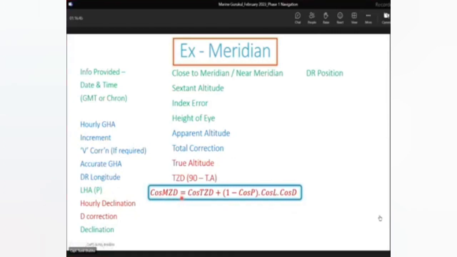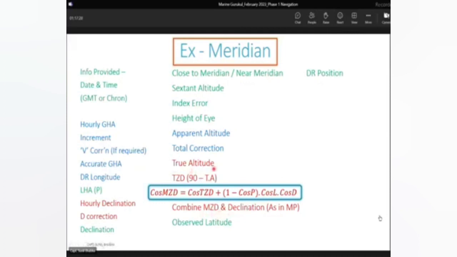Now once you get the MZD, you can combine the MZD and the declination exactly in the same way as we did in a Merpass observation, latitude by meridian altitude observation. And once you combine them, we obtain the observed latitude. Now the combining was by giving a name to the MZD. We had done a shortcut method.